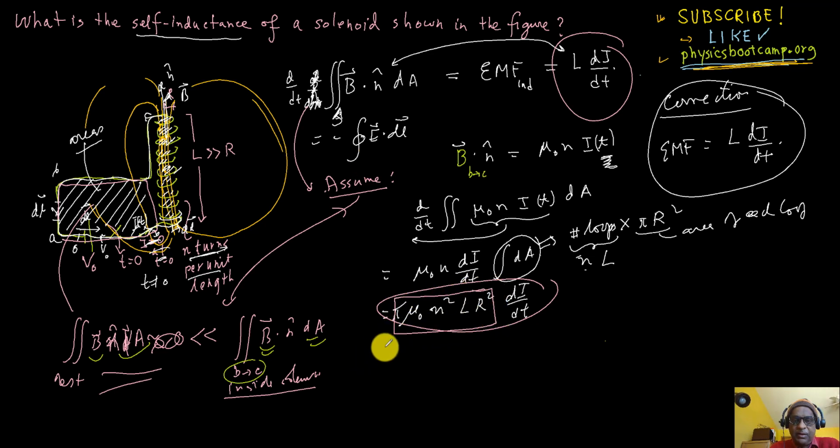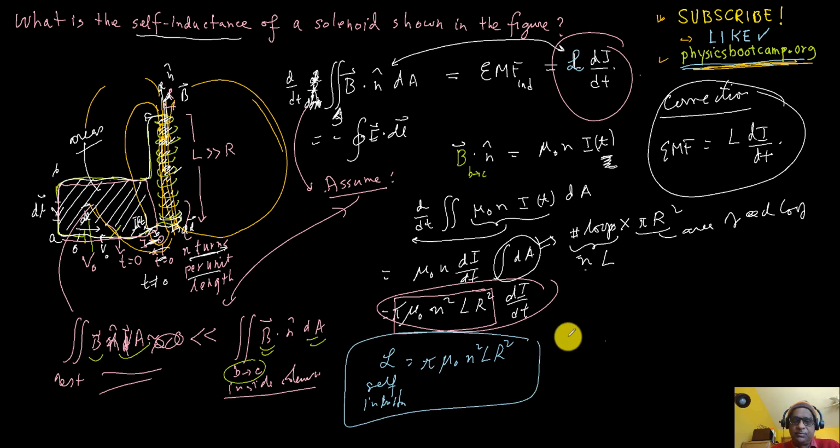So this L is the length, and this L is the inductance. So I need to change one of them. So let's call this that way. So this self-inductance is equal to this thing over here, pi mu naught n squared L r squared. So that's the answer.